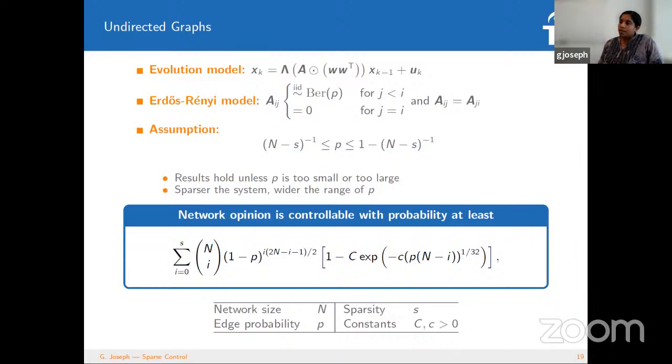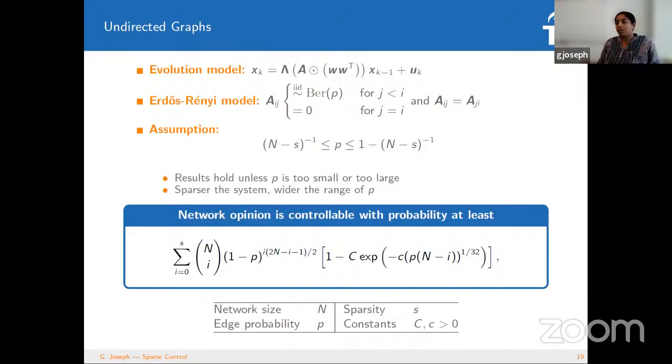So it works under a small assumption. We want our P not to be too small or too large. So if P is between 1 over n minus s to the power 1 over n minus s and 1 minus 1 over n minus s, then the result holds. In other words, if your system is sparser, then we have a wider range for P. So if s is small, n minus s is large, then 1 over n minus s is small.